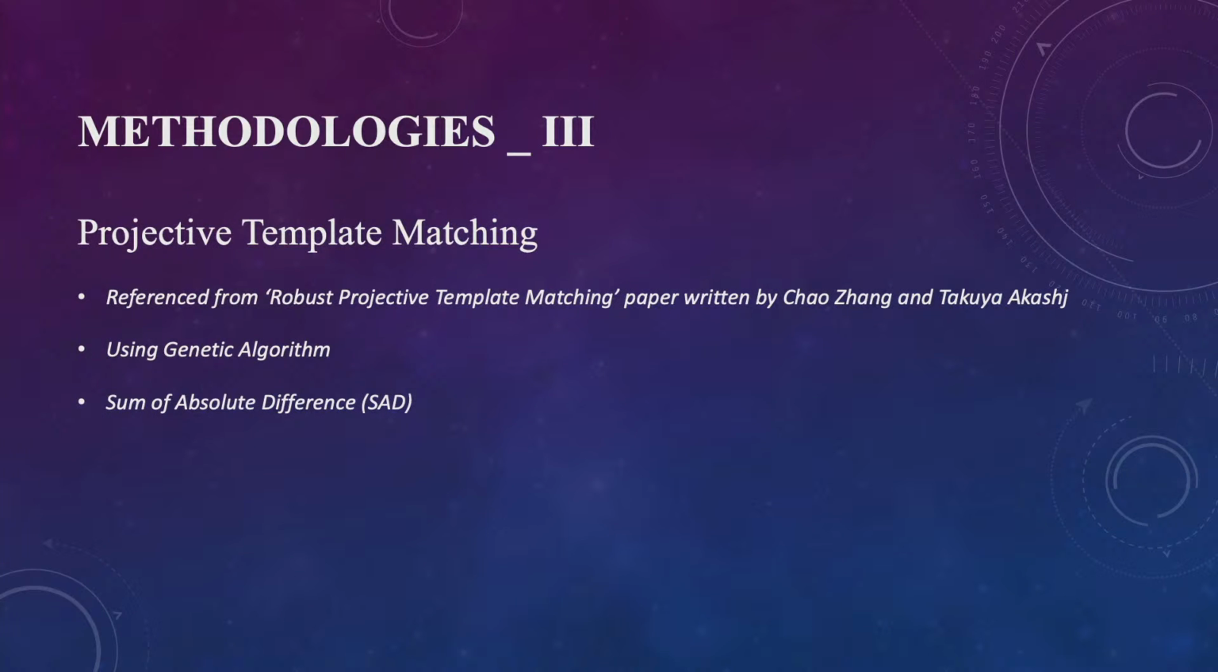The projective template matching is referenced by an essay, Robust Projective Template Matching, written by Chao Chang and Takuya Akashi. The algorithm is using genetic algorithm to create several candidate transformation matrices. And then for template comparison, the algorithm is using sum of absolute difference, which is calculating the sum of differences of all the pixels in the image window and the template.